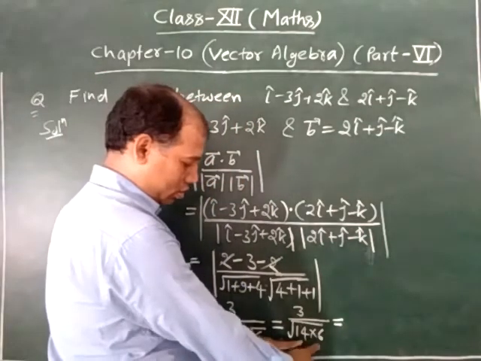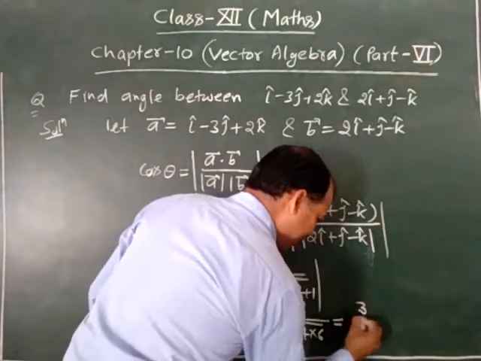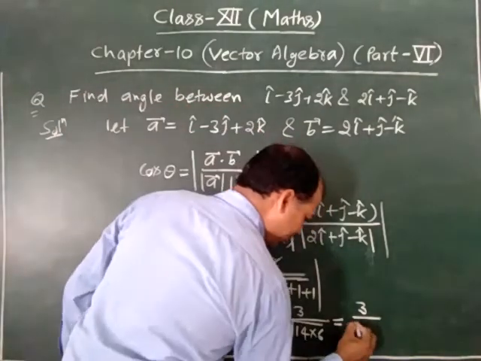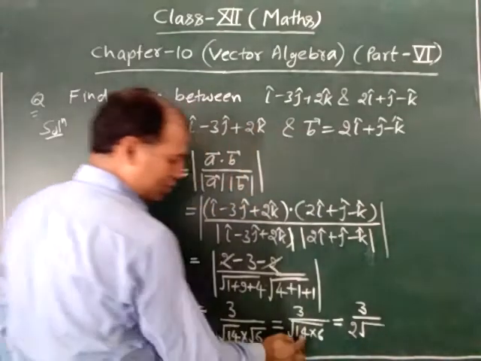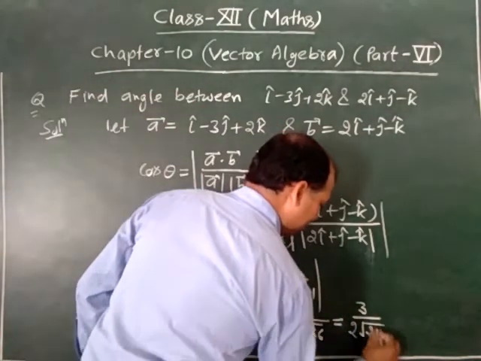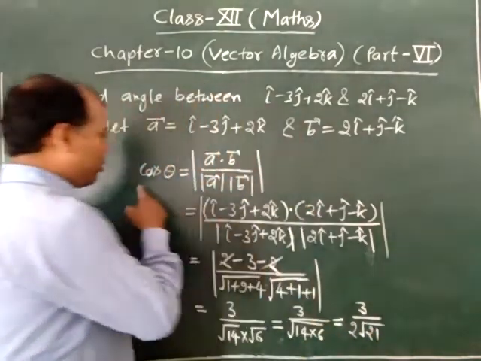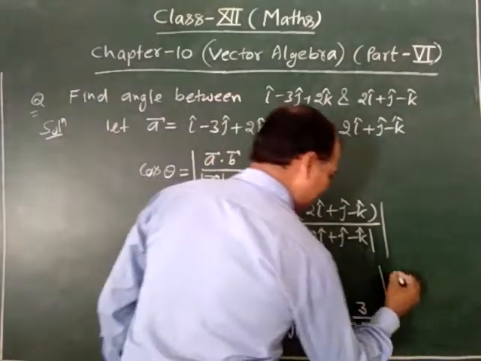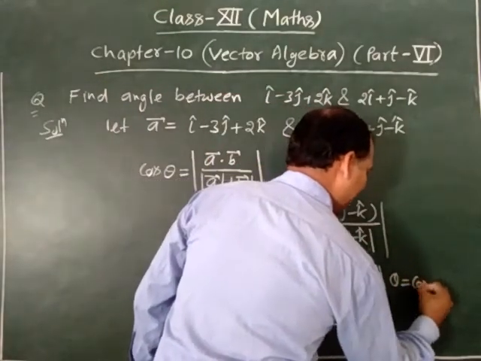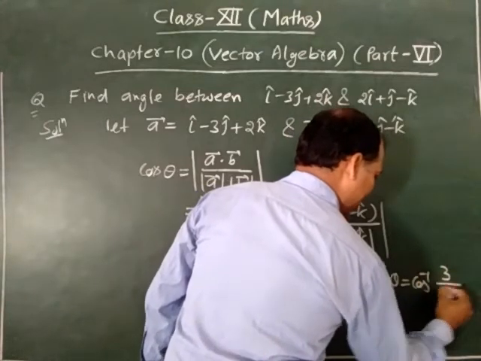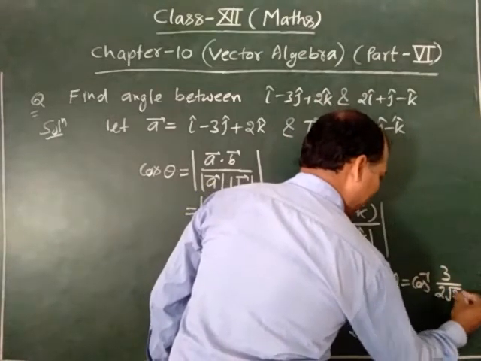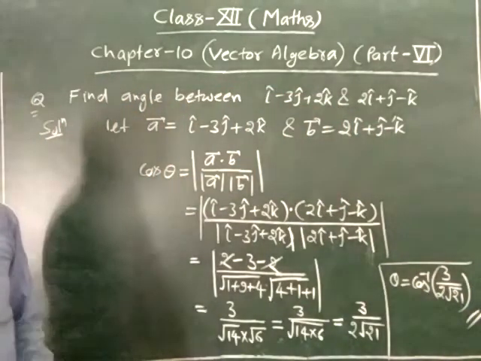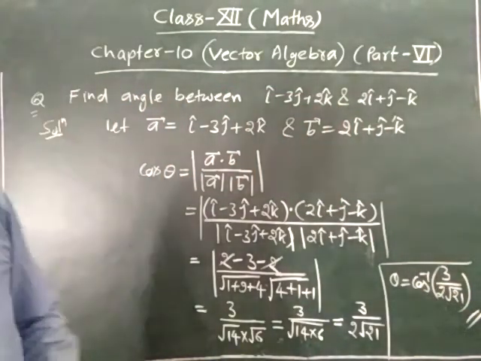Now we can take it outside the square root. So this becomes 7 into 3, 21. So the angle between the two vectors is given by this. That means theta is equal to cos inverse 3 upon 2 under root 21. It is clear, students? Now consider one more question.